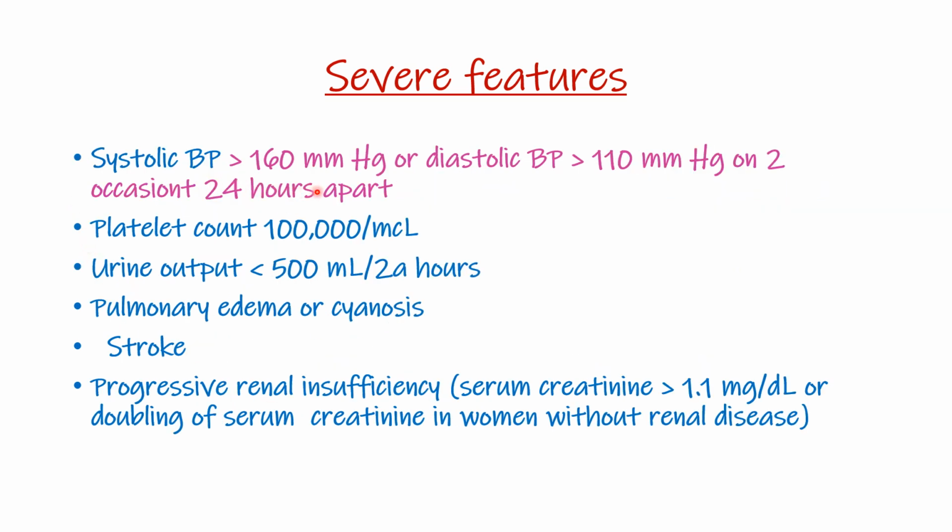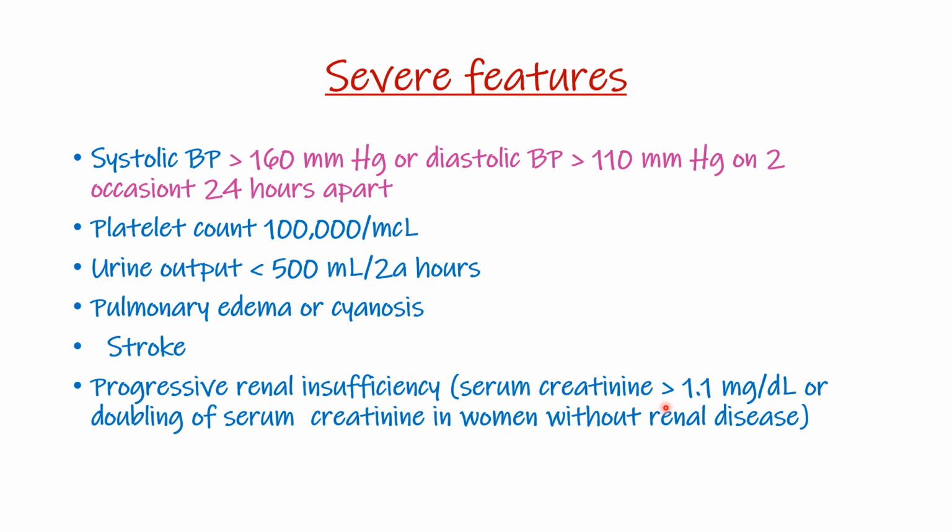Systolic blood pressure, which you have seen, will define it as greater than 160 or diastolic 110, on two occasions, 4 hours apart, or 170 over 120 on one occasion. Platelets you can have less than 100,000 count. Urine output, we said you're going to have oliguria or anuria, that is less than 500. Then pulmonary edema, which can present as cyanosis, stroke, and progressive renal insufficiency, which we said you are going to have reduced GFR, therefore presenting as such.